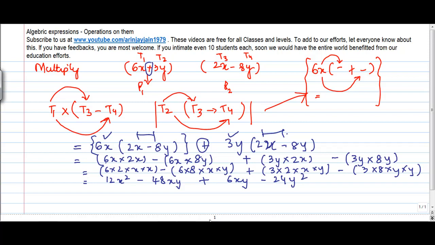Now look out for the common stuff in this. The only terms which have the variables common are this and this. So I do the addition of these two. Minus 48xy plus 6xy will give me minus 42xy. 12x squared comes as it is. Minus 24y squared. This is your answer.